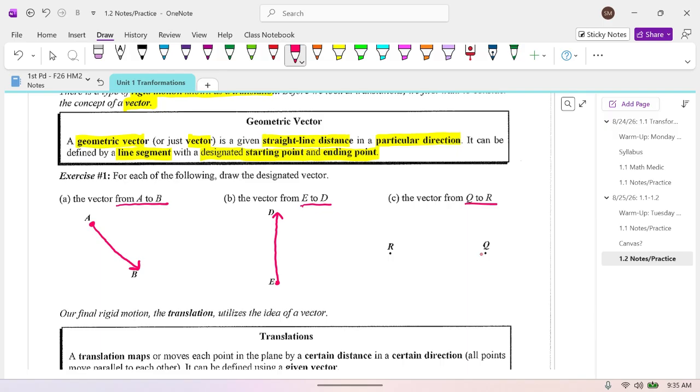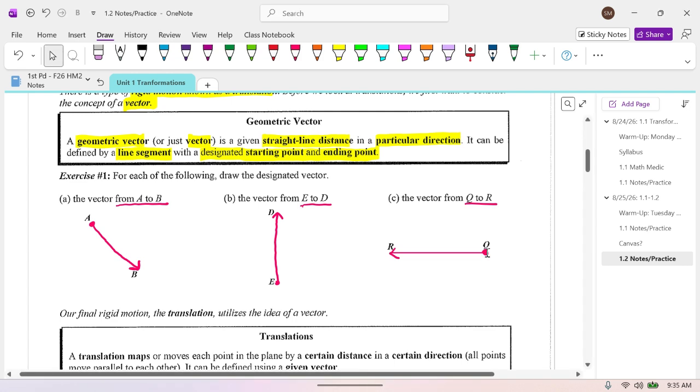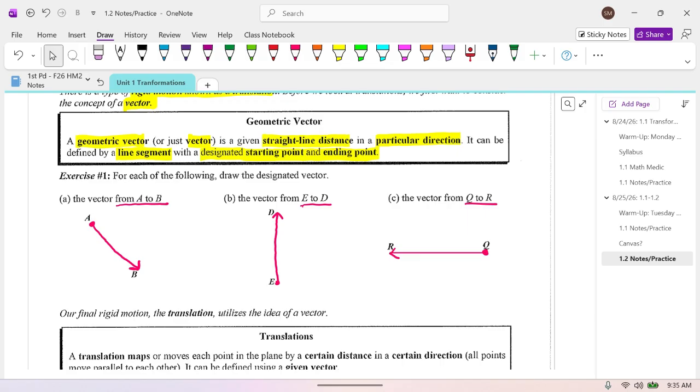And then Q to R. Start at Q, go to R, make sure you draw the arrow. Those are all vectors. And they look like what? What type of geometric figure do they look like? Rays. All right, so a lot of times with geometric vectors, you'll see them as rays.